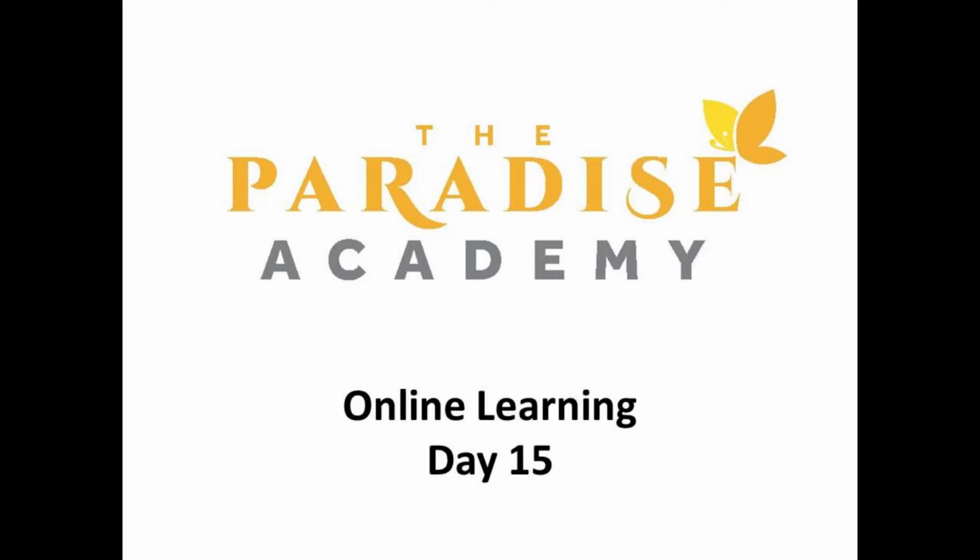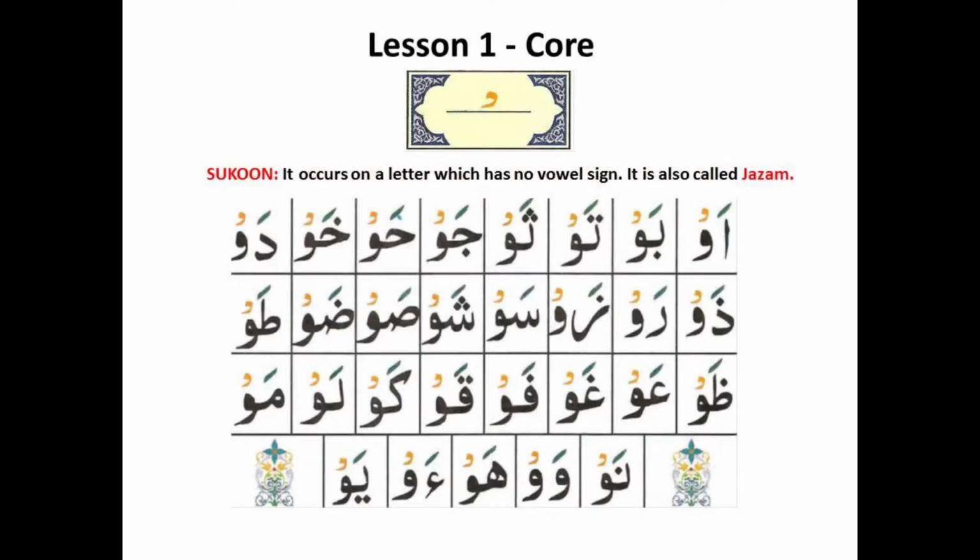In today's core lesson, we will be learning something new. This is called sukoon. And if you notice the little sign in yellow, it looks like a mini dal. Sukoon is also known as jazm, and we will be referring to it as a jazm most of the time in these lessons.